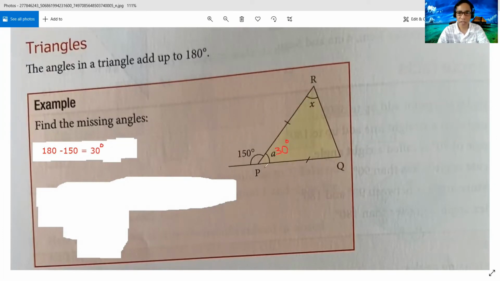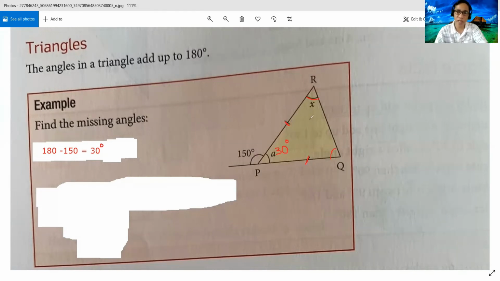Now, as you can see here, triangle PQR is an isosceles triangle. How can I say that this is an isosceles triangle? As you can see, this line and this line mean that line PR and line PQ are equal. If these two sides are equal, that means this and this angle are also equal. The base angles of an isosceles triangle are also equal.